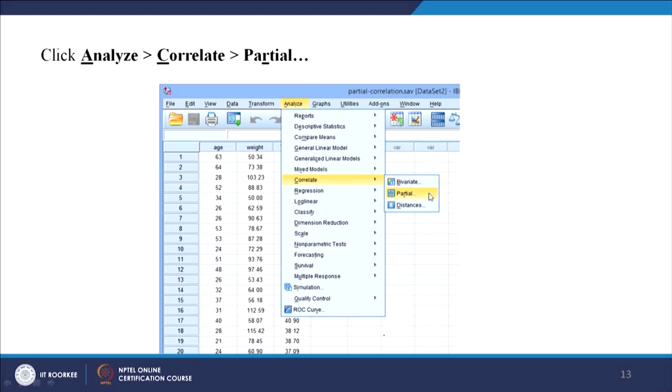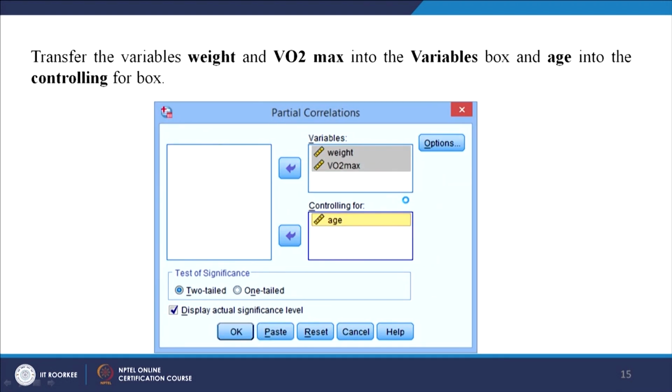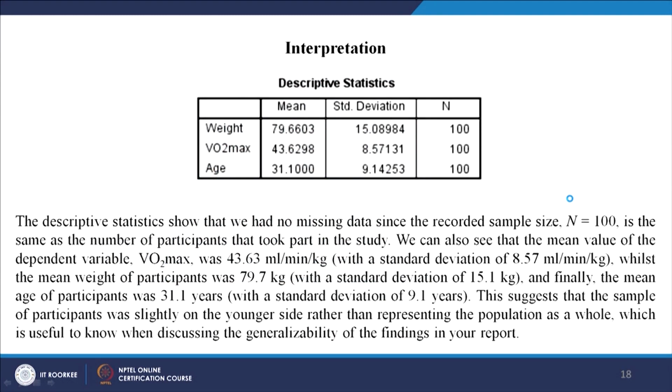Now, let us go back to the slide and see. This is how we had done it. We have taken the variables. I have written here that zero order means nothing has been controlled or partialed out in an experiment. Any correlation between two variables where no factor is controlled is a normal correlation. So we have done it, and suppose you want to write it up, how do you write it? Now, interpretation: this is the way you write.